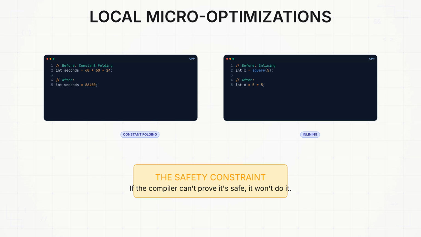However, the safety requirement is a massive constraint. If the compiler cannot prove that an optimization is 100% safe, it must bail out. This is why pointers in languages like C often defeat optimizers. The fear of aliasing forces the compiler to be conservative, leaving performance on the table.